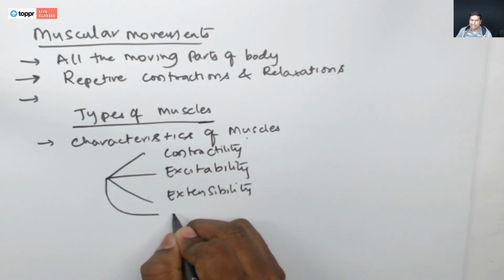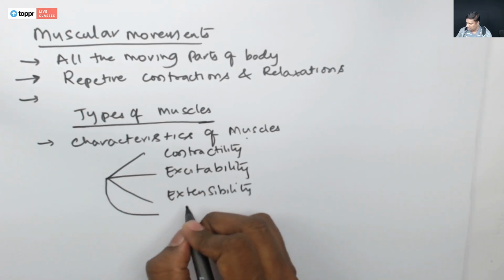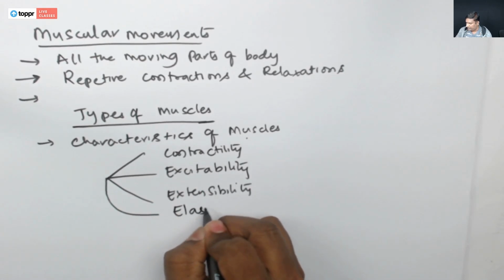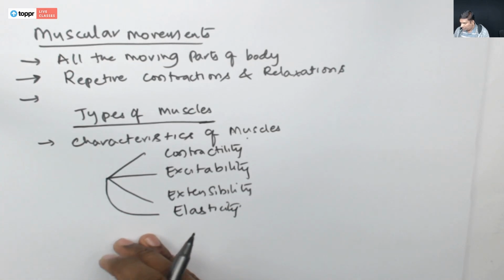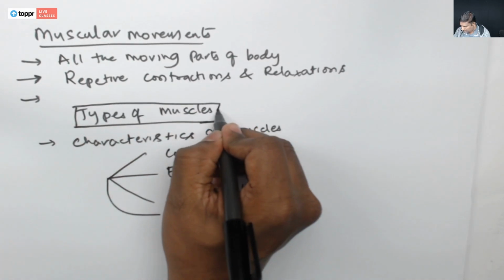And the final characteristic that you see in the muscles is elasticity. Elasticity is nothing but the ability to regain its original form. Even after stretching or contracting, they come back to their original form in the resting state. So these are the 4 characteristics of any muscle in the body. Now we'll come back to the topic at hand, which is types of muscles. All these types of muscles that we are about to discuss show all the properties.